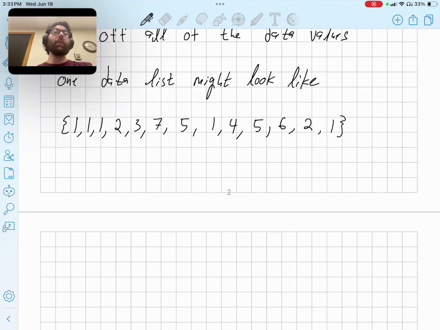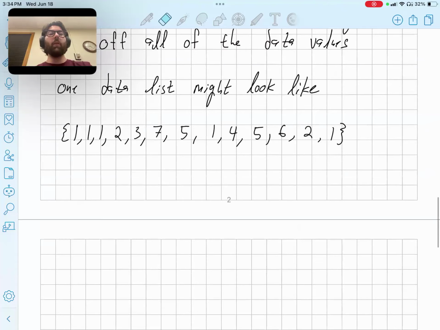We don't know what the data is for. It could be number of siblings, it could be number of pets that you have, it could be really anything. But we just say, okay, we asked one person and they told us 1. We asked another person and they told us 1. Another person, etc. And these are all the responses from all the different people.